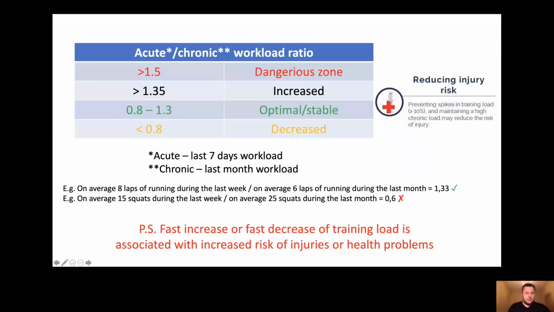For example, on average in the last week you asked the players to perform 15 squats, but on the average of the month you were asking to do 25 squats. So the ratio is 0.6. That means your workload is decreasing, and the players are in an under-training situation. So a fast increase or fast decrease of training load is associated with increased risk of injuries or health problems.